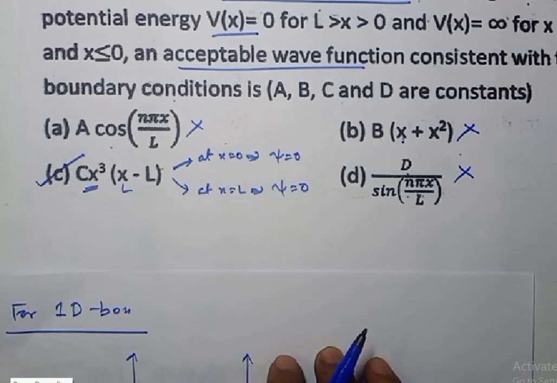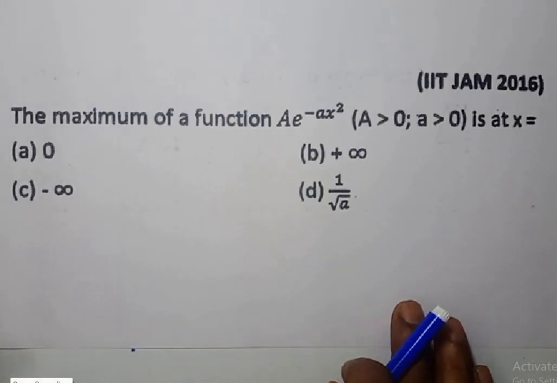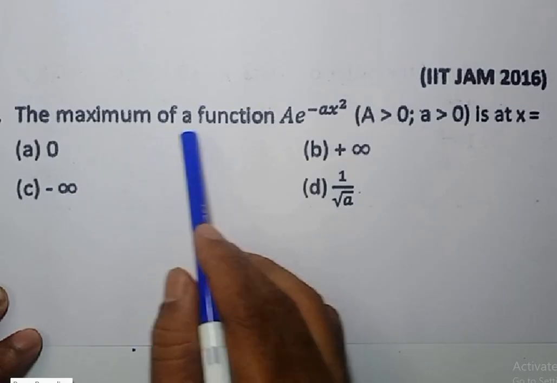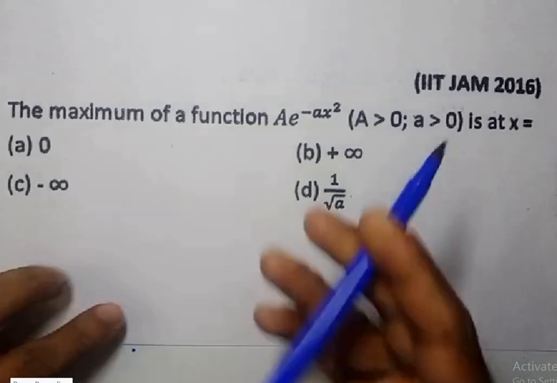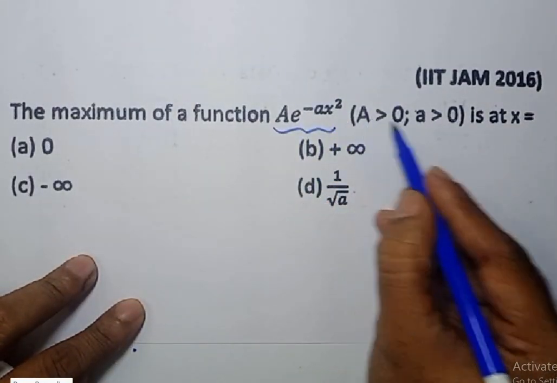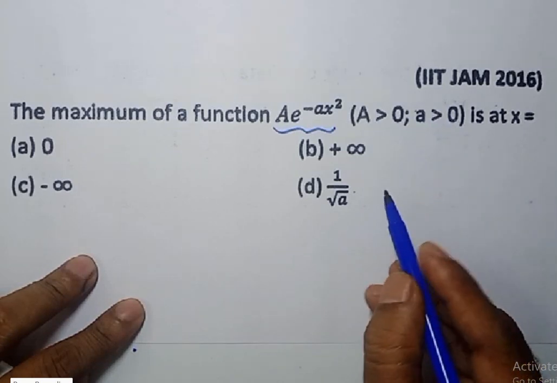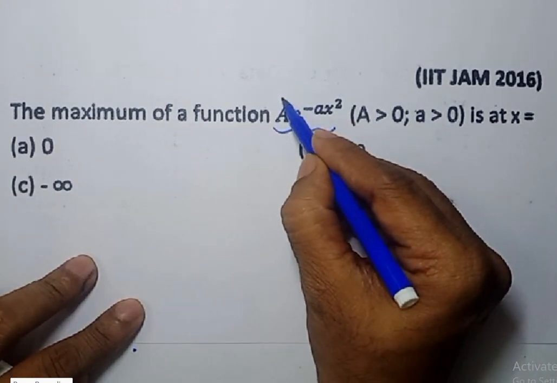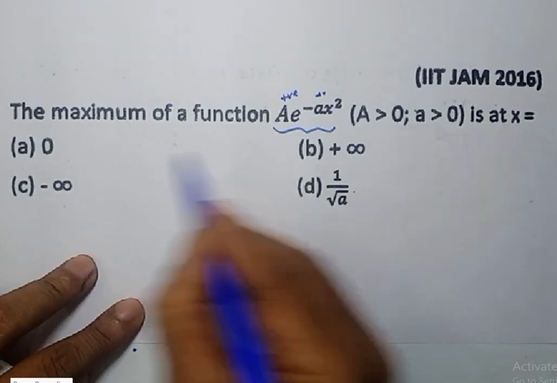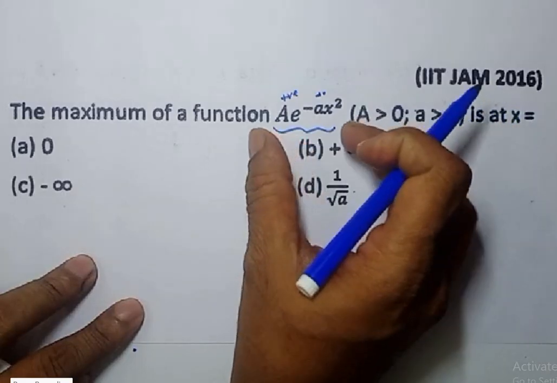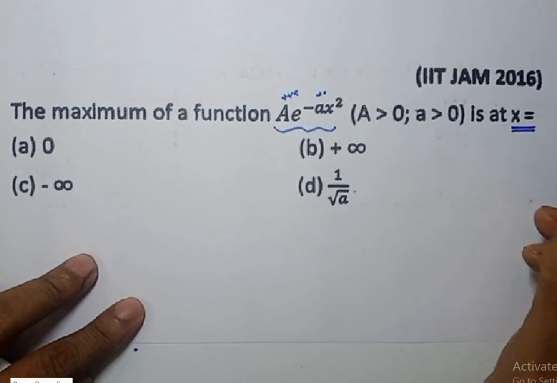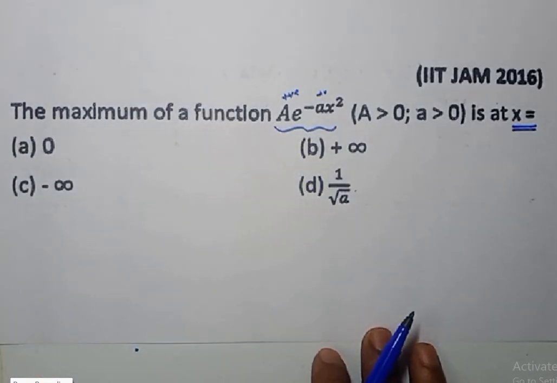Right? Take two. This question appeared in IIT-JAM 2016. The question is this: the maximum of the function A into e power minus a x square, where A is greater than 0, small a also greater than 0. So that means big A is positive, small a is also positive, both are positive. The maximum of the function, this function will give you a maximum at one particular x value. At what x value will you get that maximum? This is what we need to find out.